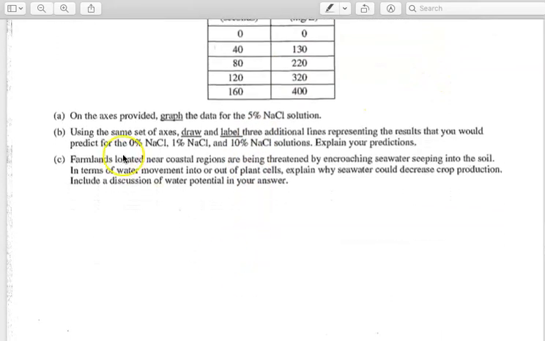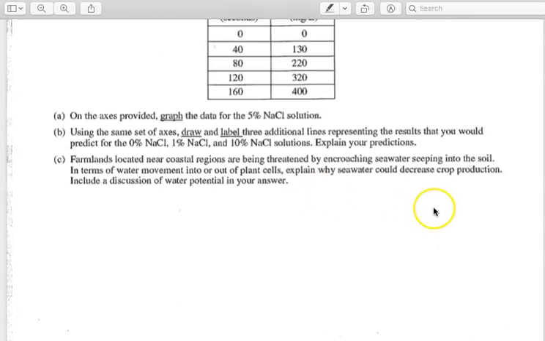Farmlands located near coastal regions are being threatened by encroaching seawater seeping into the soil, so the seawater is going into the soil. In terms of water movement into or out of the plant cell, explain why seawater could decrease crop production. Include water potential in your answer. A lot of people did not include water potential in their answer.